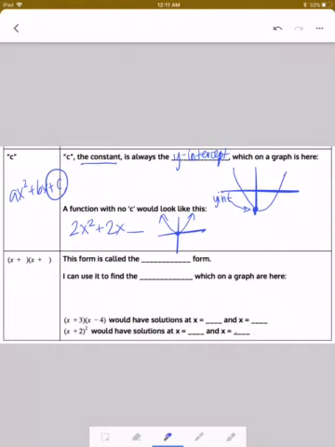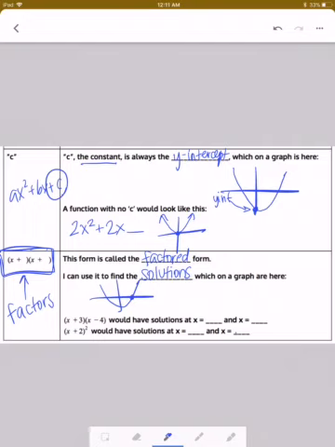We also have seen something that looks like this. In this section, it's called the factored form because we see the factors. Remember that each of those pieces is called a factor. So I can use it to find the solutions, which on the graph, of course, we know are wherever it touches the x-axis. Right, so here is where I find my solutions or my roots or my zeros. So if I'm looking at this function here, it would have solutions at -3, from this section, and from this factor, 4.